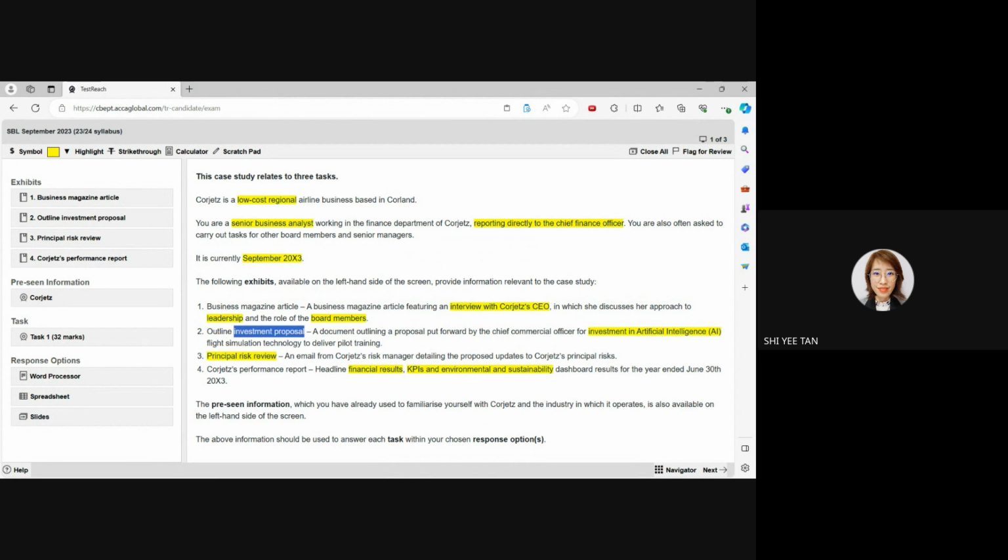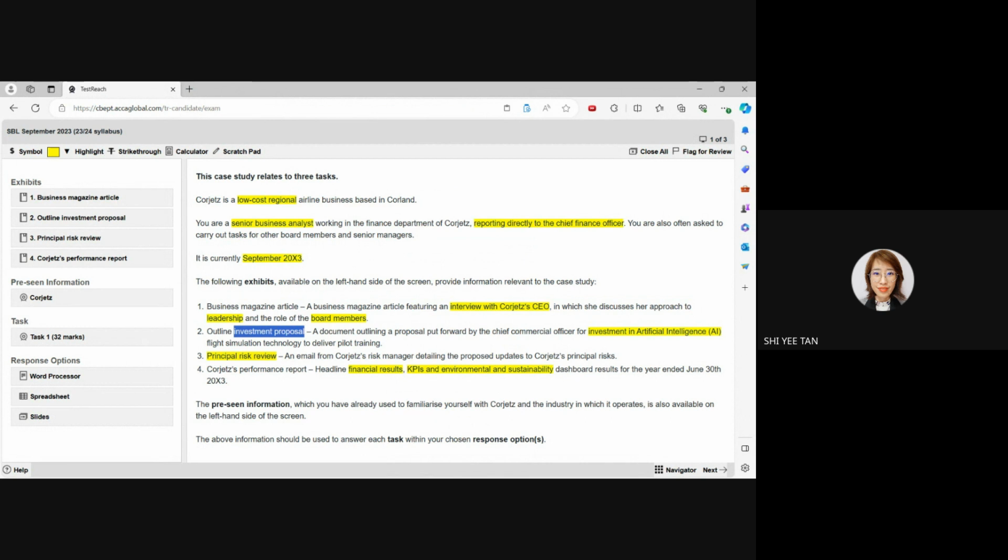You will also have some non-financial information, maybe some rationale about why they make this investment, why they propose this investment, and then what the consequence is, maybe what benefit this investment actually brings in, right? Okay, so we know that number two is about investment in AI. Number one is about the interview. Number three, principal risk review.